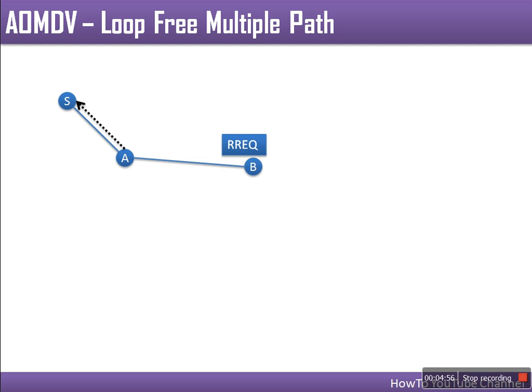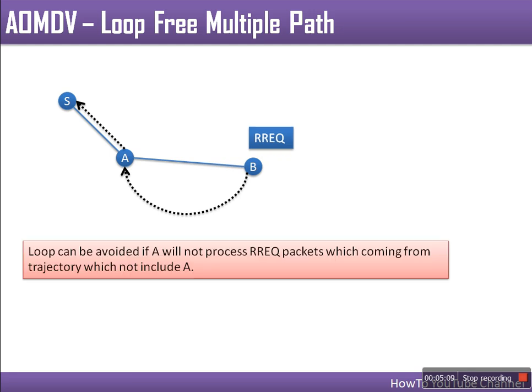Actually it is broadcasting. So B will set a reverse path to A. Now node B also broadcasts it again. When this packet is broadcast, A will also hear the same packet again, and A will also set a reverse path. Such a problem can occur when we allow a node to receive multiple route request packets.